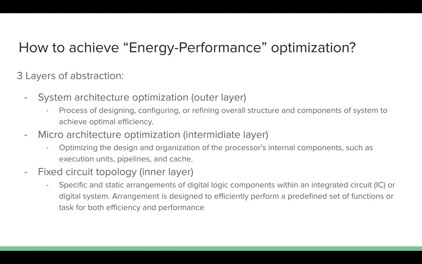So to begin with, how are we able to achieve energy performance optimization? As we stated, it would be through these layers. First is the outermost layer, which is the system architecture optimization. That one focuses on the process of designing, configuring, or refining the overall structure and components of systems to achieve optimal efficiency. One layer in would be the microarchitectural optimization, which is optimizing the design and organization of the processor's internal components, such as execution units, pipelines, and cache.